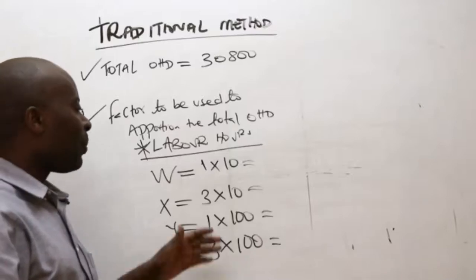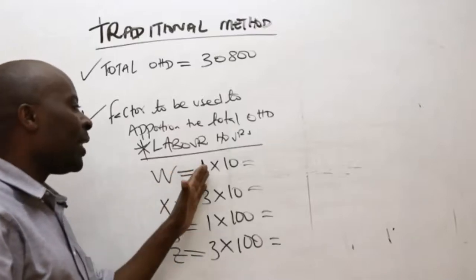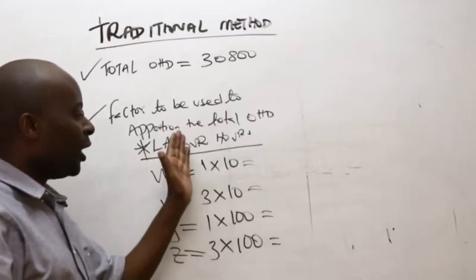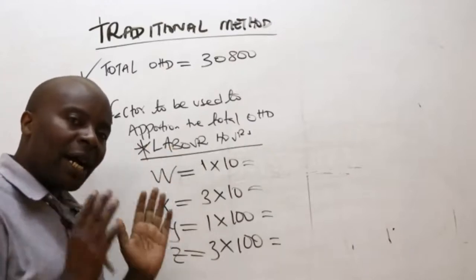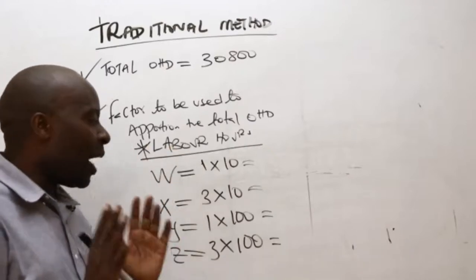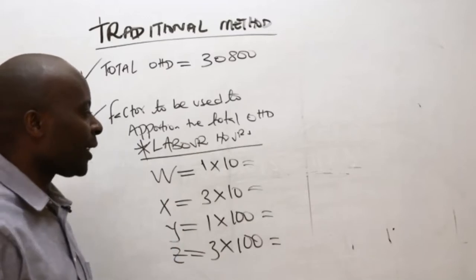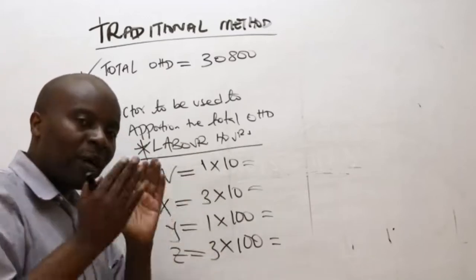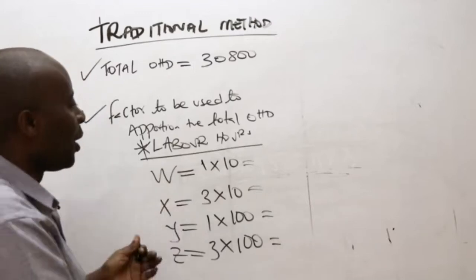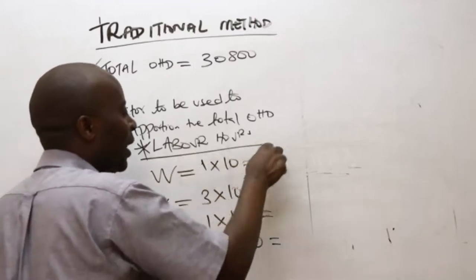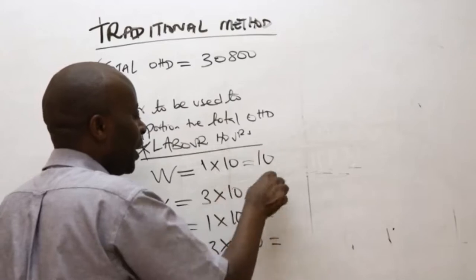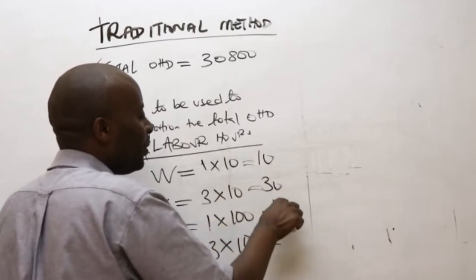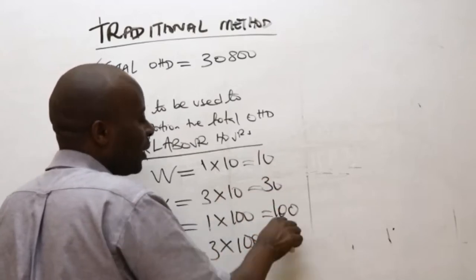Why am I multiplying my labor hours by the number of units? It's because the labor hours given are labor hours per unit. Whenever you are given an item on a per unit basis, to get the total, you must always involve the number of units. So 1 times 10 gives me 10, 3 times 10 gives me 30, 1 times 100 gives me 100, and 3 times 100 gives me 300.